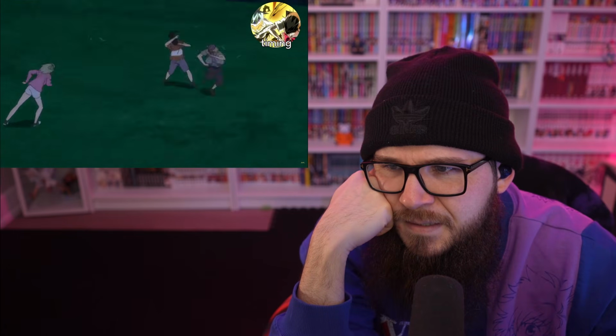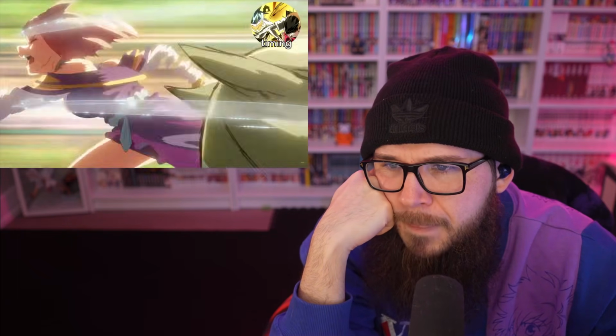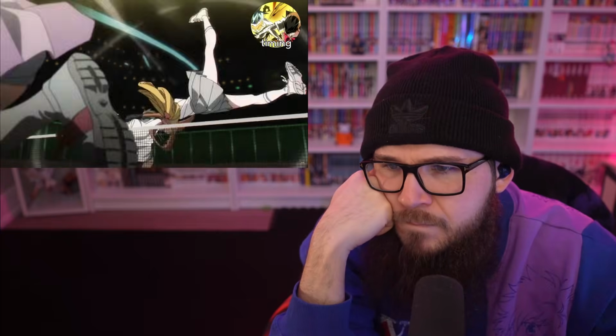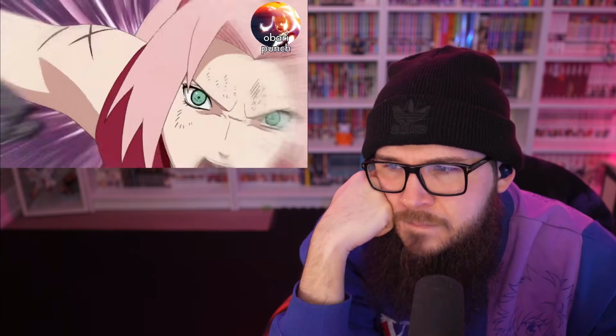Of course, animating in a higher frame count doesn't mean it can convey speed better. No, that's why timing and a lot of other aspects are very important, like poses are important too. Obari Punch is mainly a punch where it usually goes to the camera.